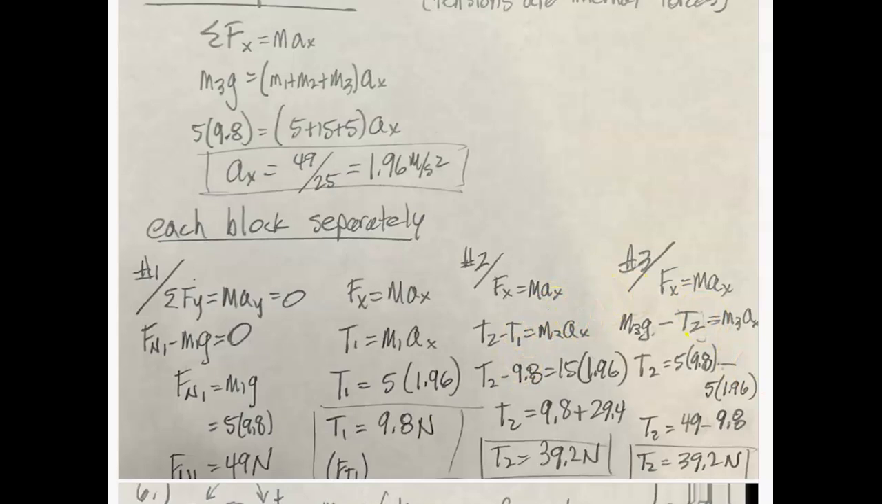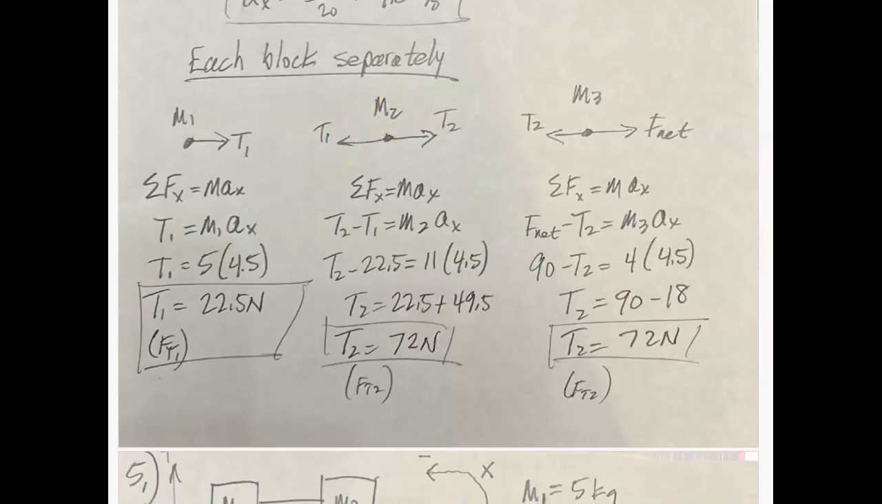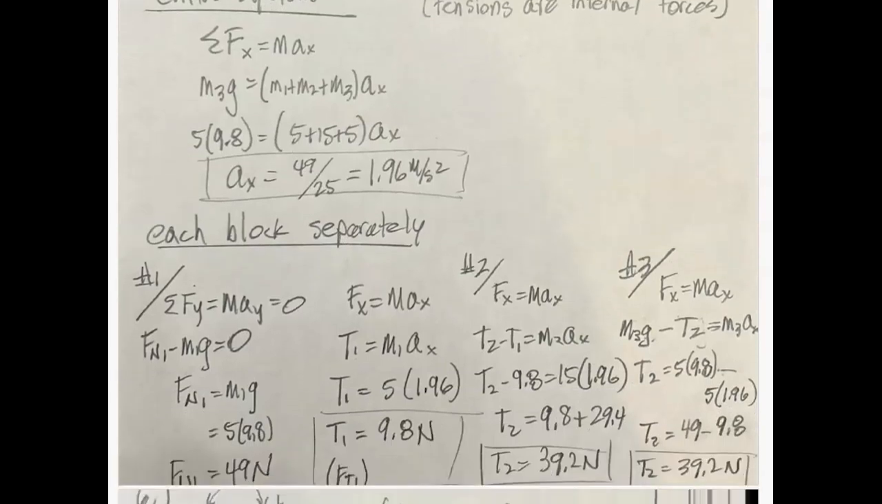On block number 2, T2x is to the right, so it's positive, and on block number 3, T2x is to the left, so it's negative. And of course, F net is to the right and positive on block 3, where T1 is to the left, so it's negative on block 2.